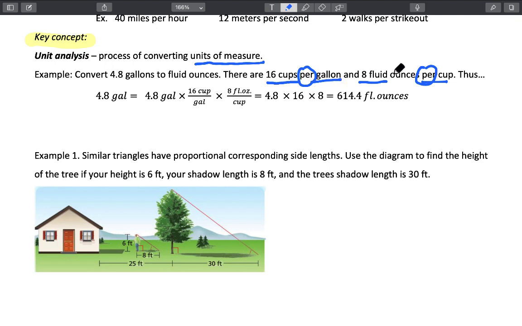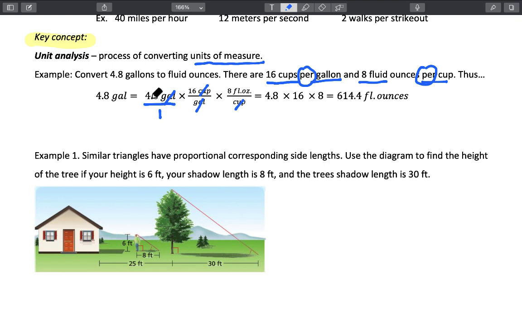So we can set these two units up as a fraction. We're going to start off with 4.8 gallons, and 4.8 can be written as a fraction as 4.8 over 1. We're going to multiply that by 16 cups per 1 gallon, and then we're going to multiply that result by 8 fluid ounces per cup. Now, when we do this, we're going to end up with the units of gallons dividing each other out, and our units of cups dividing each other out. And we're going to be left with just the units of fluid ounces.